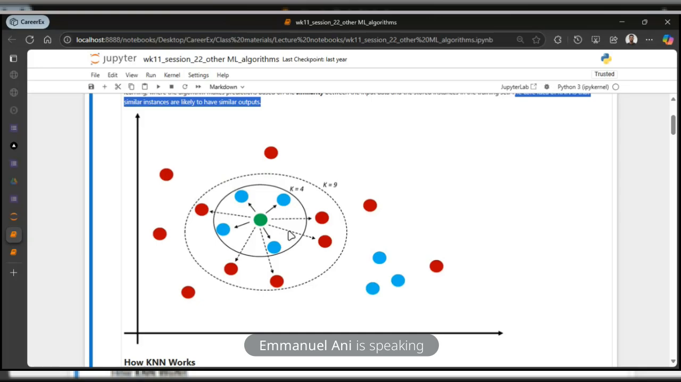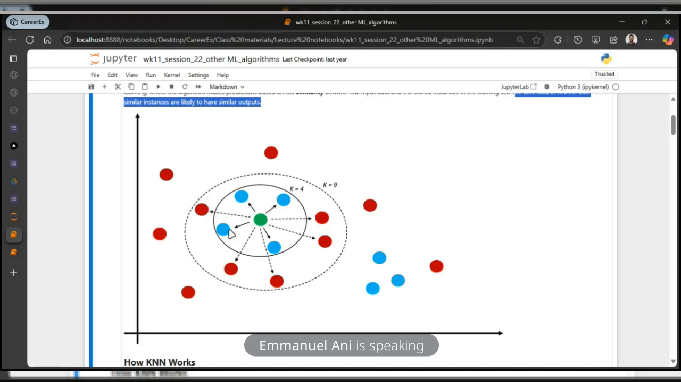So let's say while building your model, you choose to use 4 neighbors. All right. So your K in this case will be 4. What the algorithm will do is look at the closest 4 neighbors. In this case, we want to classify this unknown data point here. So by using K equals 4, our model will look at the 4 closest neighbors here.